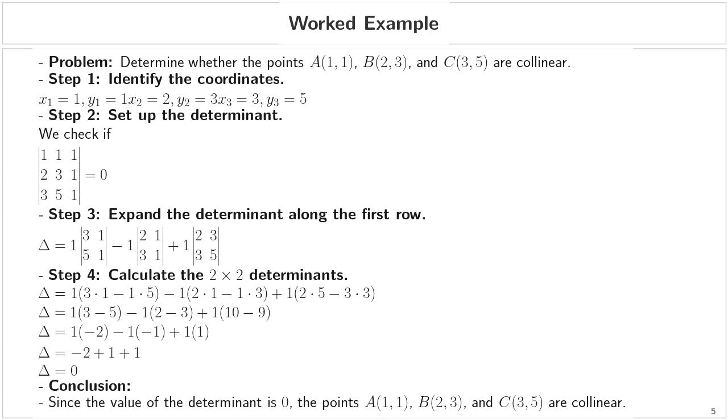So, looking at our conclusion, since the value of the determinant is 0, we have mathematically proven that the points A, B, and C are indeed collinear. They lie perfectly on the same straight line. Now that we have understood the theory and the step-by-step method, let's put everything into practice with a worked example.